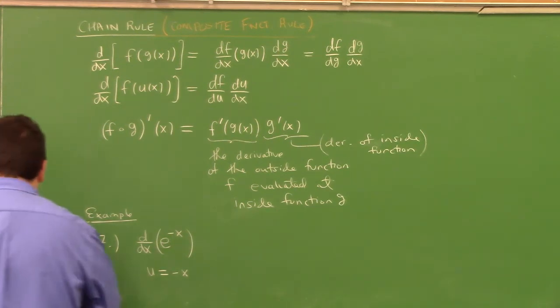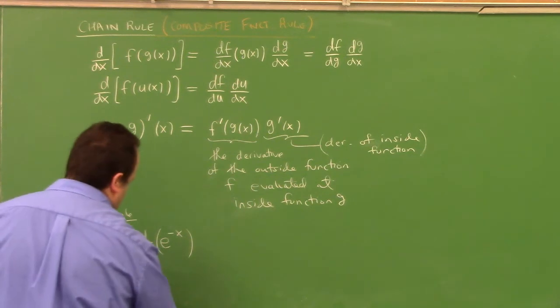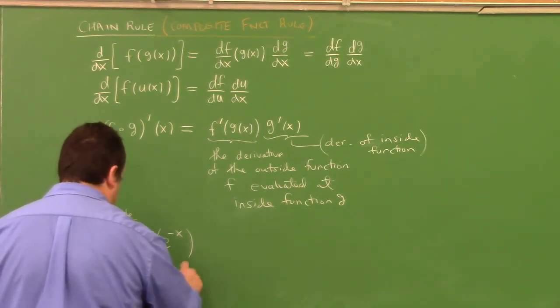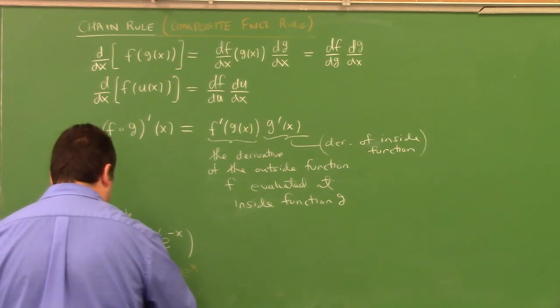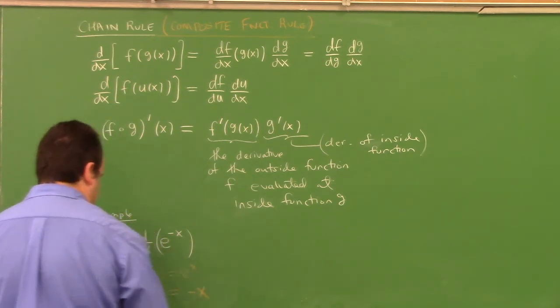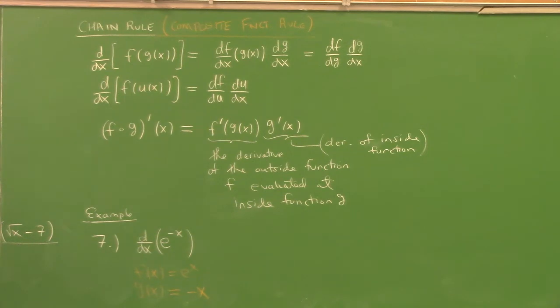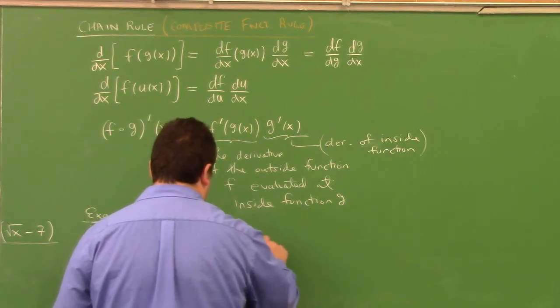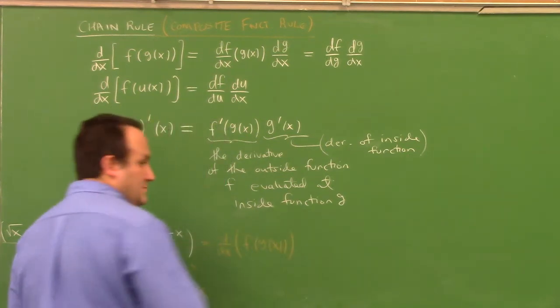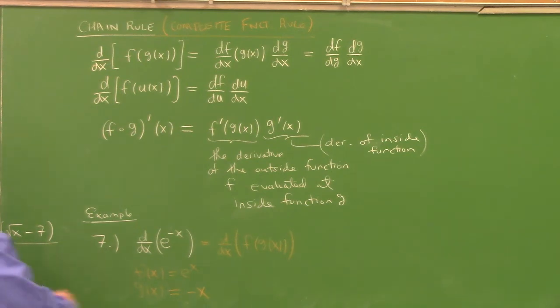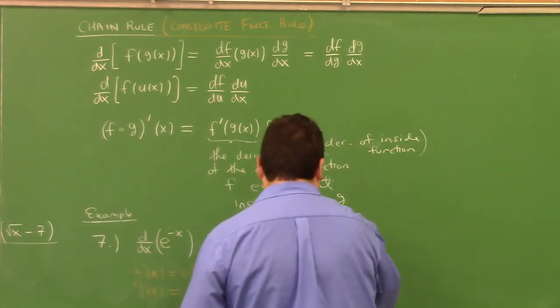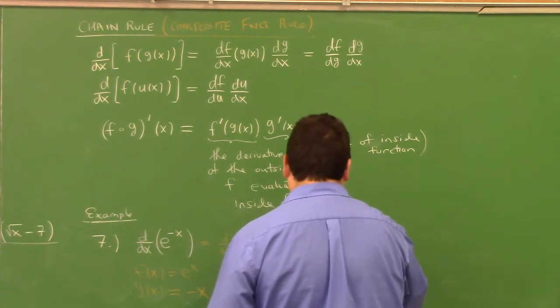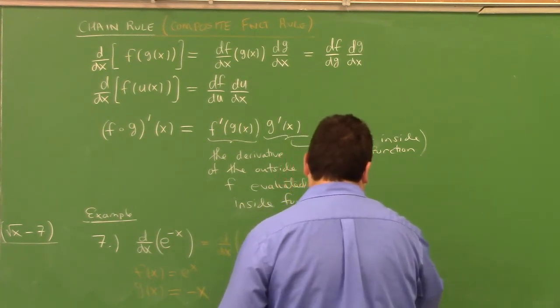Or if you want me to be totally boring, f of x is e to the x, g of x equals minus x, right? If we let f of x equal e to the x and we let g of x equal minus x, then that is f of g of x, right? And so we use the chain rule, which is f prime of g of x times g prime of x.